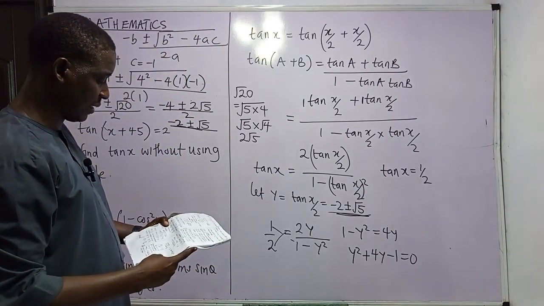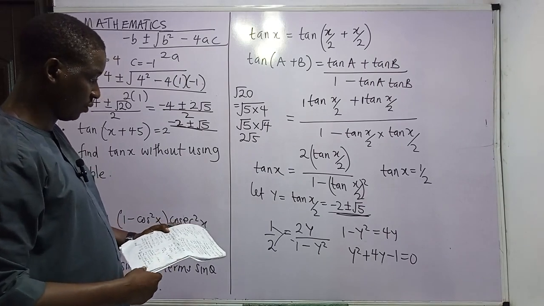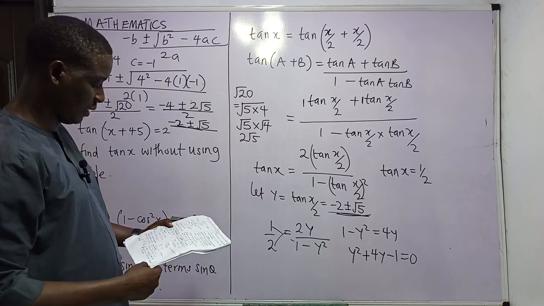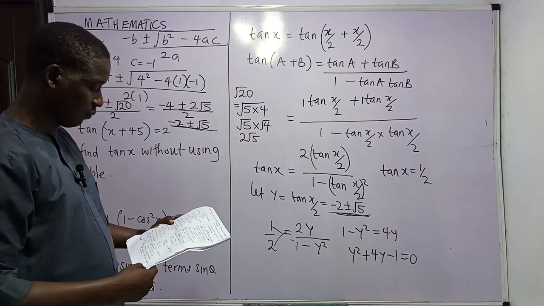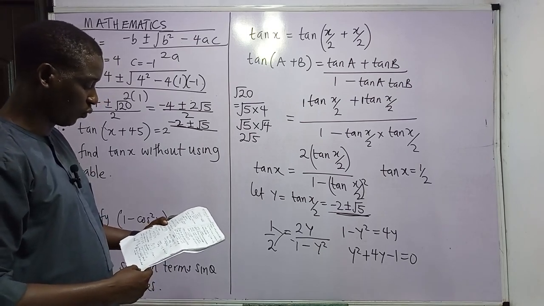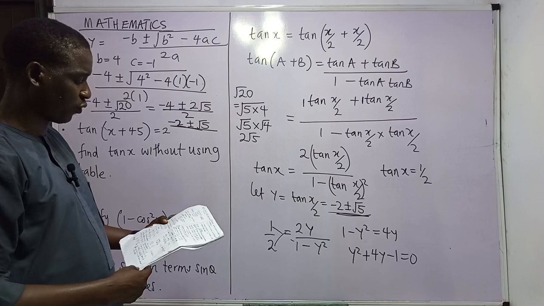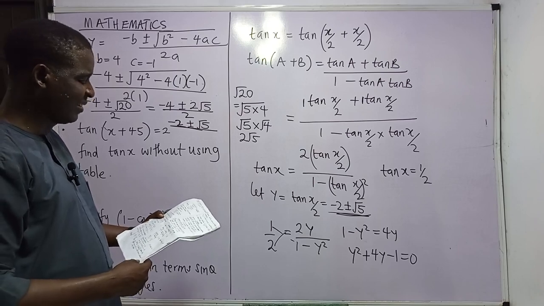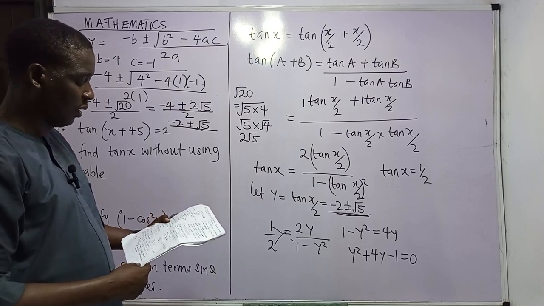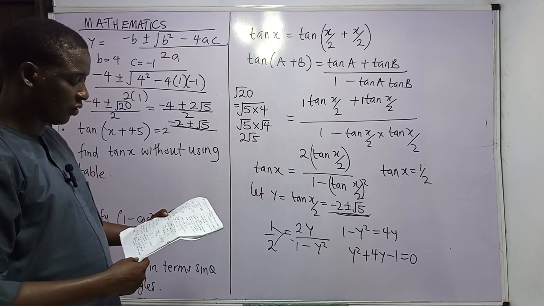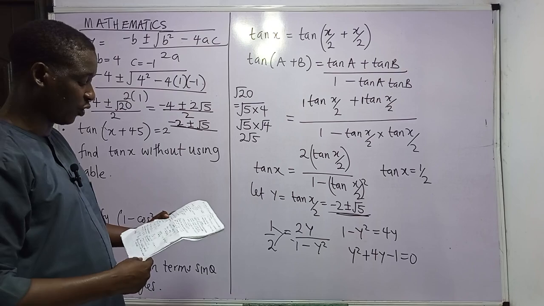So option A is what? Option A is plus or minus 2 plus or minus root 5. Option B is minus 2 plus or minus root 3. Option C says 2 plus or minus root 5. Option D says 2 plus or minus root 3.